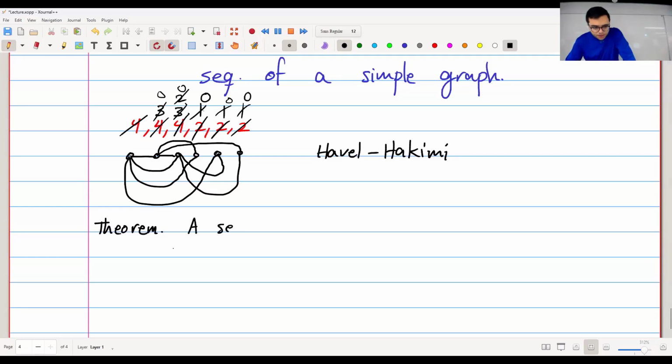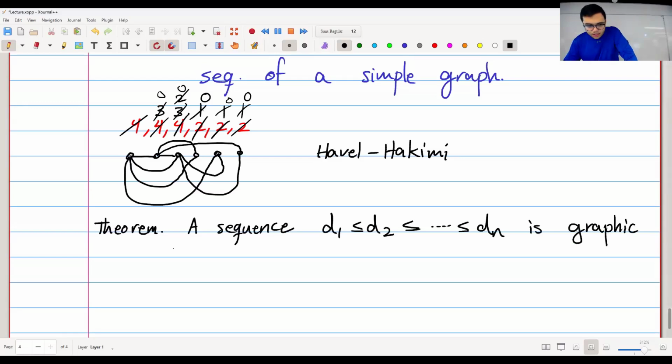I say a sequence, let's call it D1 less than or equal to D2, so on to Dn, is graphic if and only if, well, what is the operation that I'm talking about? I'm saying take the vertex with the highest degree Dn and connect it to all of the previous ones. So if and only if I remove Dn and I will have Dn minus 1 minus 1, right? I will have Dn minus 2 minus 1. These degrees all decrease by 1.